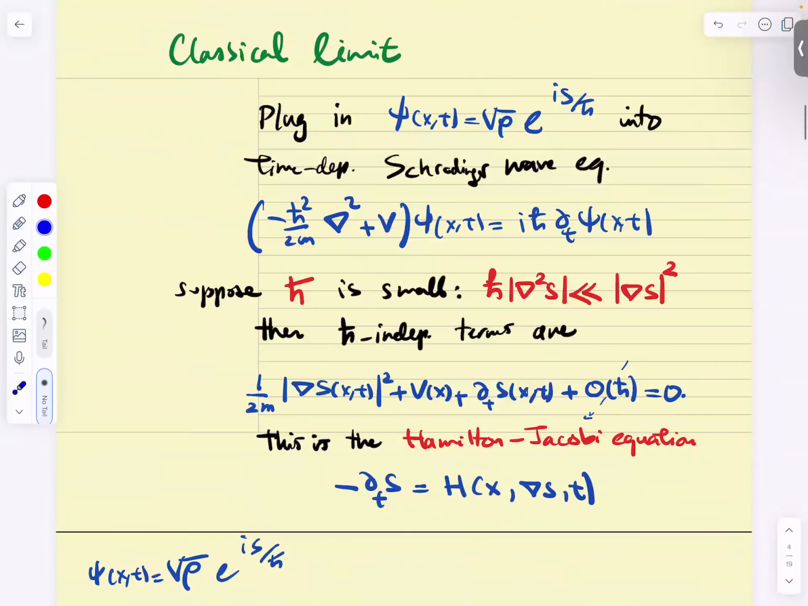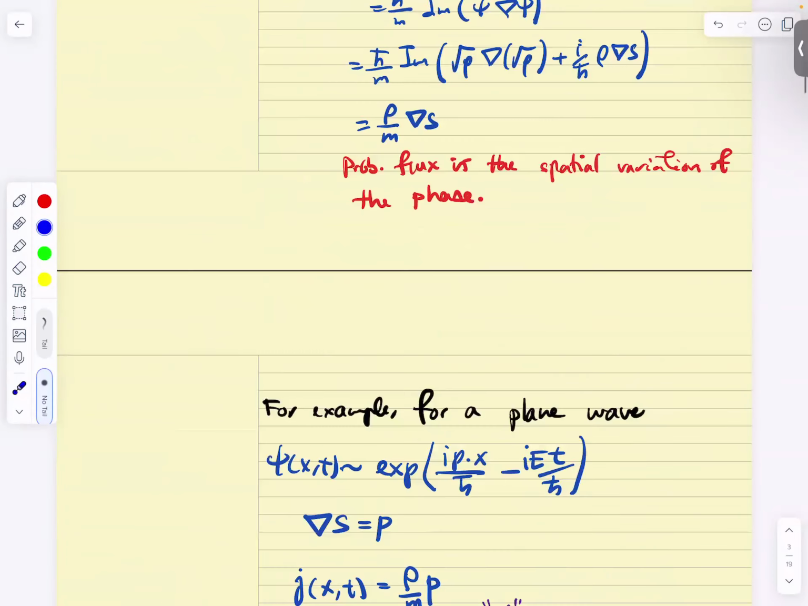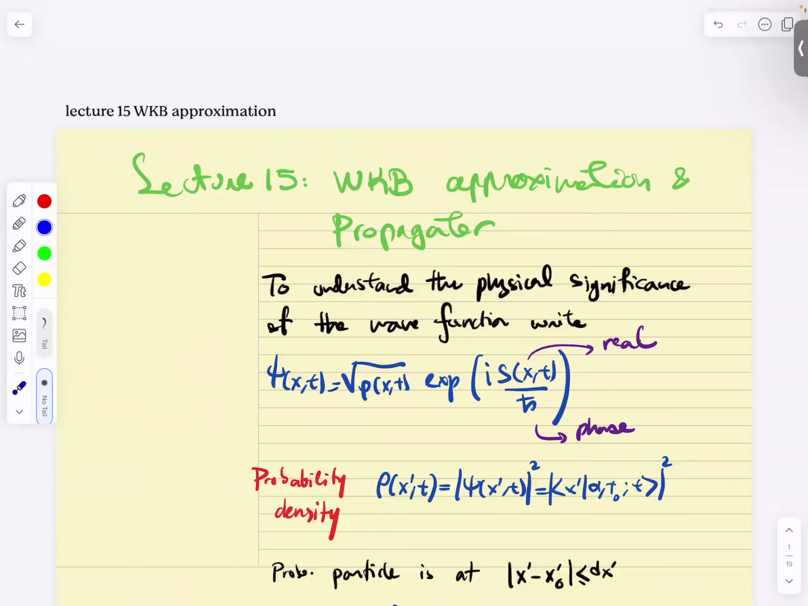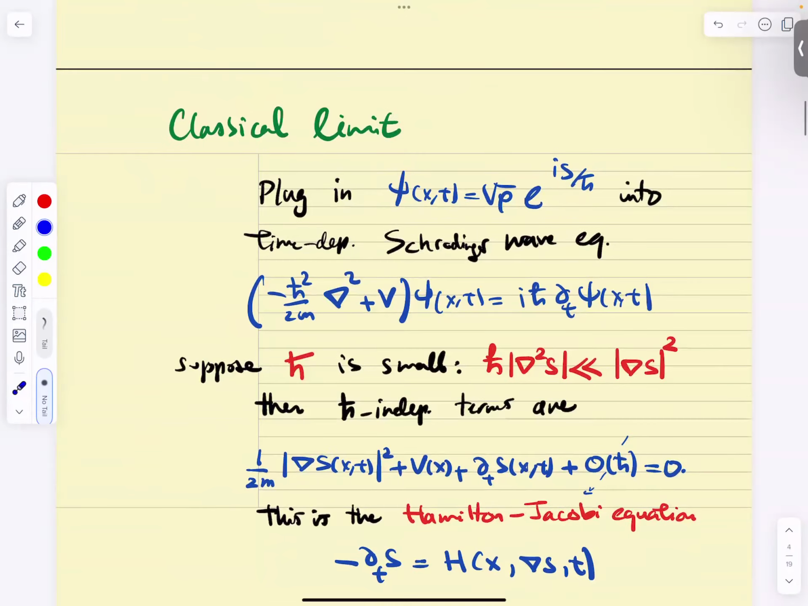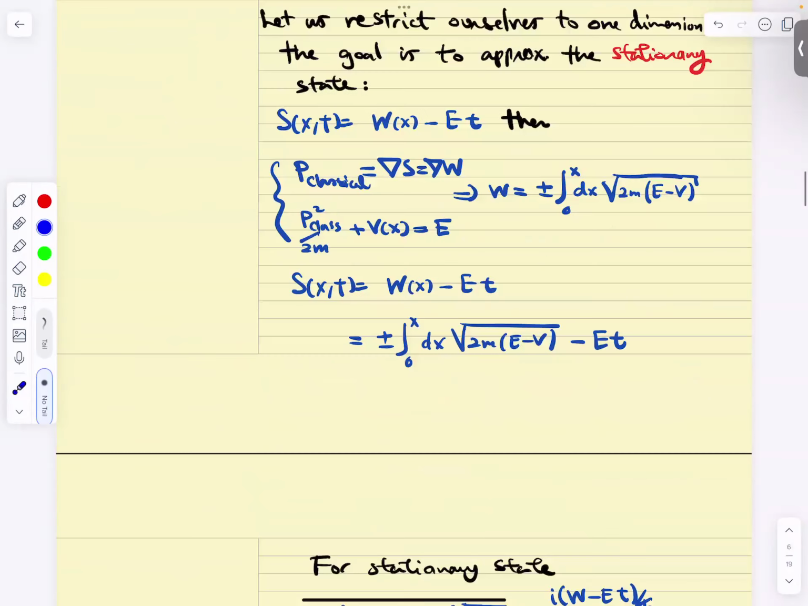Well, sorry, I think I might be dropping terms here. Am I dropping anything? Let me see. Where was my approximation? No, I'm not dropping anything. Okay, good. Good to know.